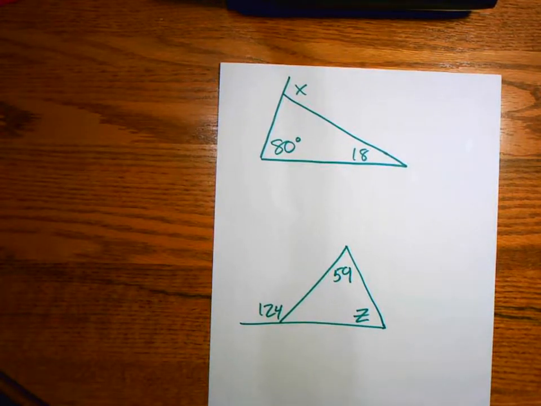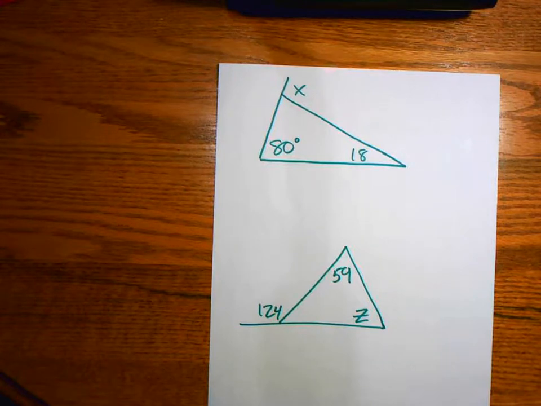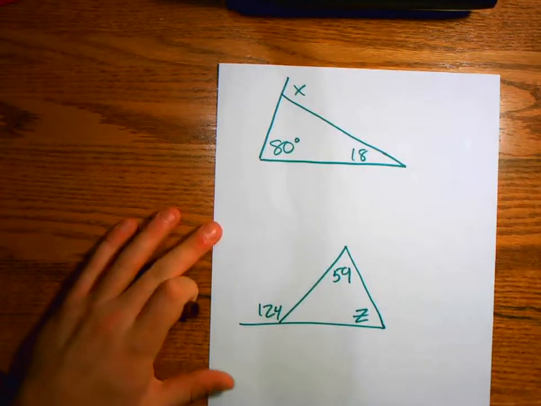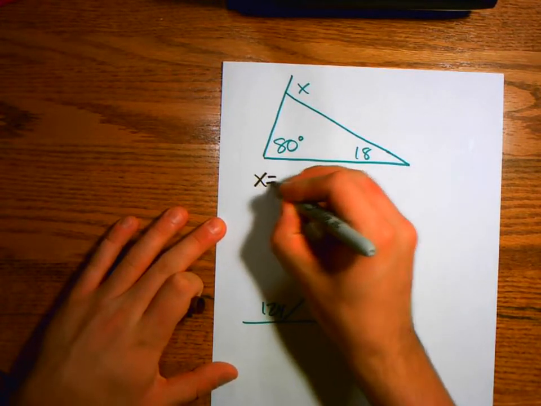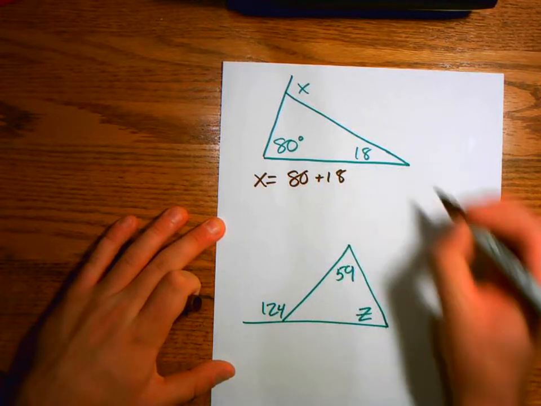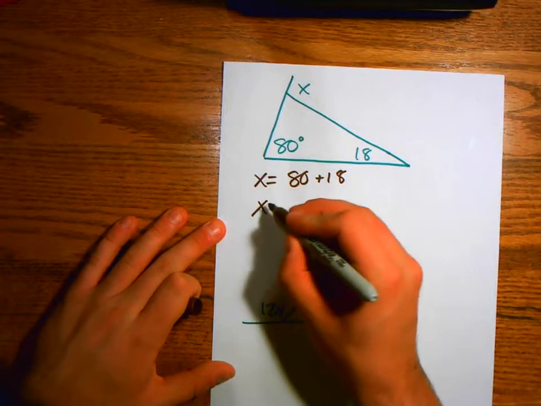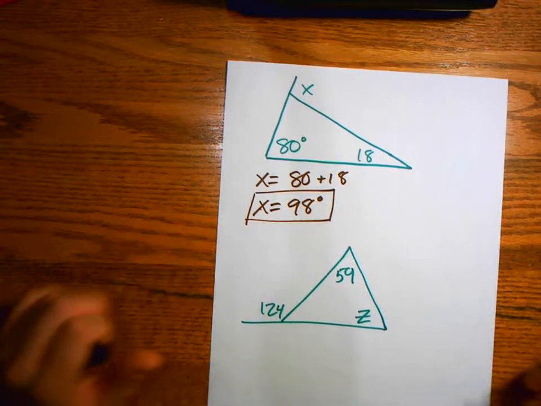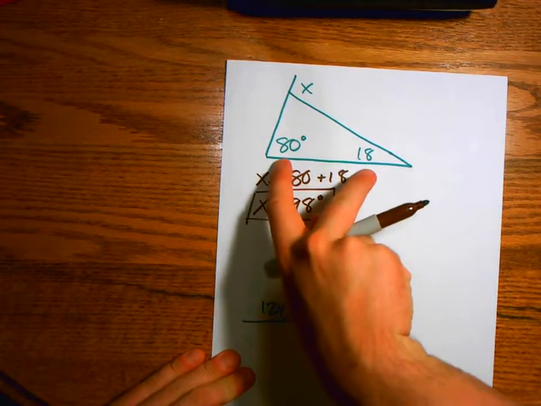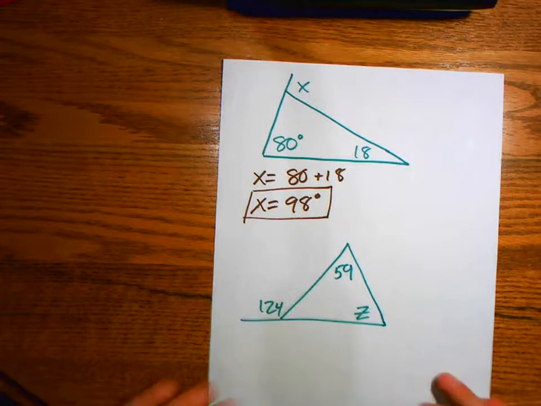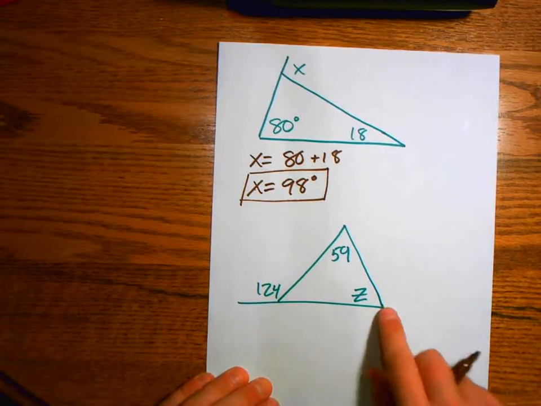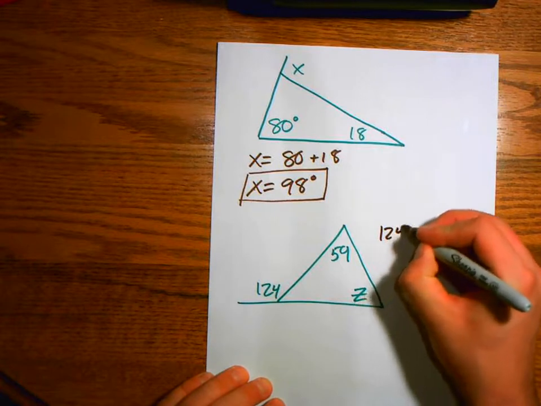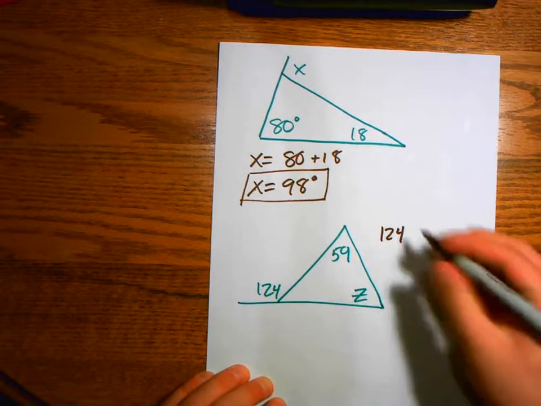We have our sum of 80 and 18 right here on the inside, and that's going to be equal to the exterior angle, so we have x is equal to 80 plus 18. Add these two together, and you get x is equal to 98 degrees. The exterior angle is equal to the sum of the two opposite on the inside. Taking that same exact thing with this example right here, 124 as the exterior is equal to the sum of those two.